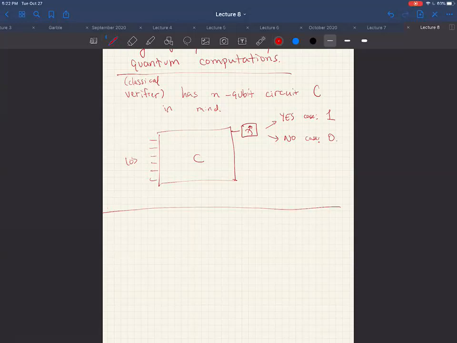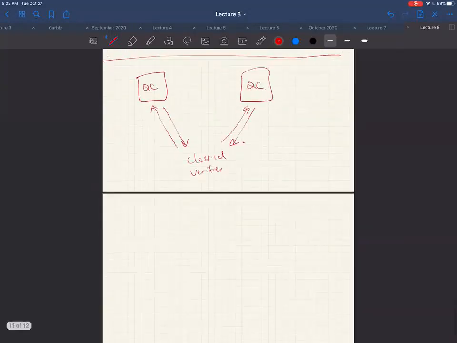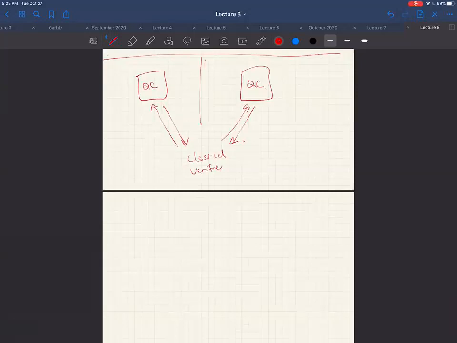So in the protocol that we're going to talk about, we're going to have two quantum computers that we're going to name Alice and Bob for obvious reasons. And the classical verifier is going to play games with these two quantum computers to determine yes or no. So that's the setup. There's no communication between these two quantum computers. And the protocol that we're going to design, we want it to satisfy the following properties.